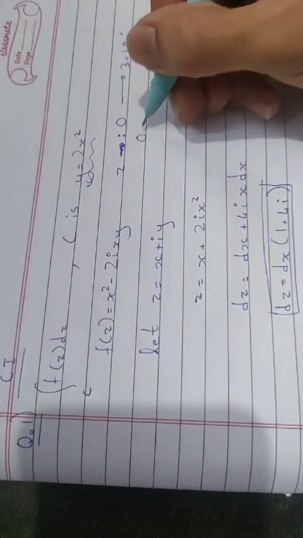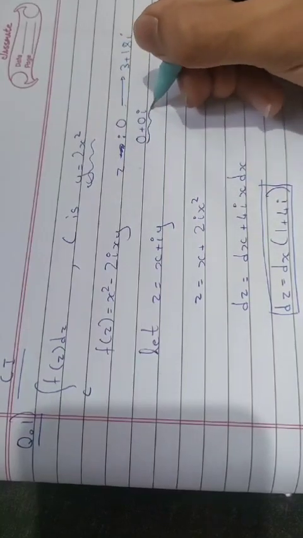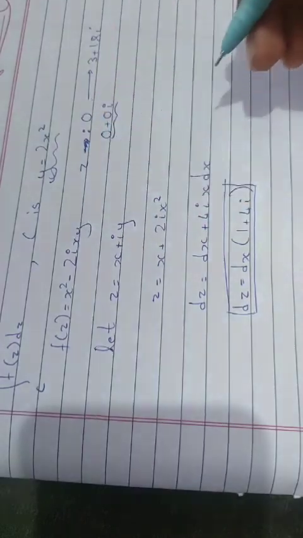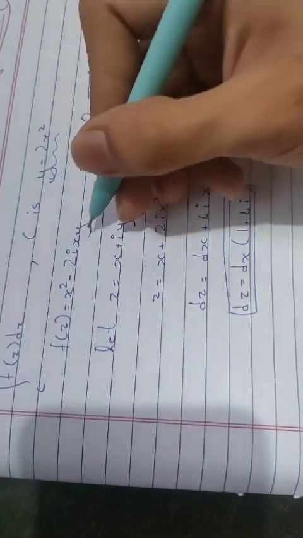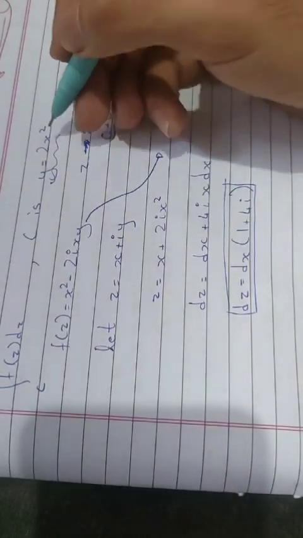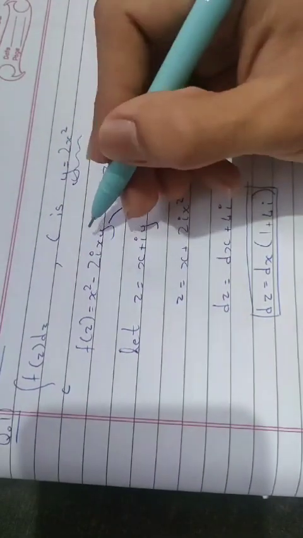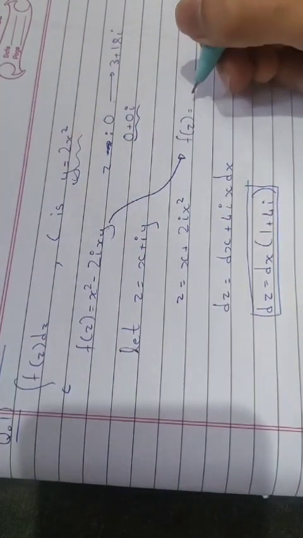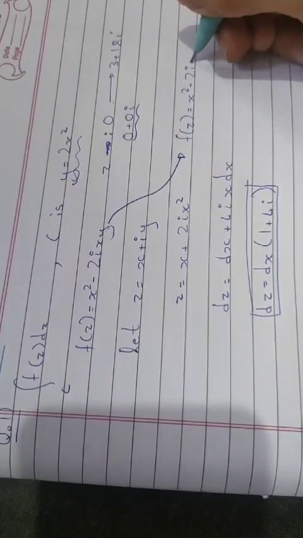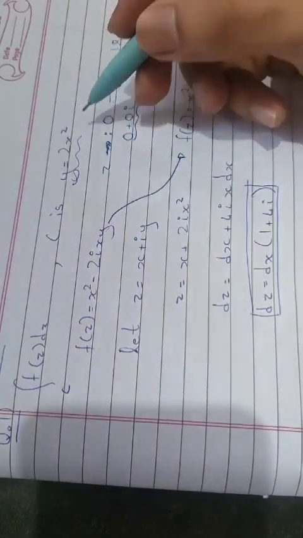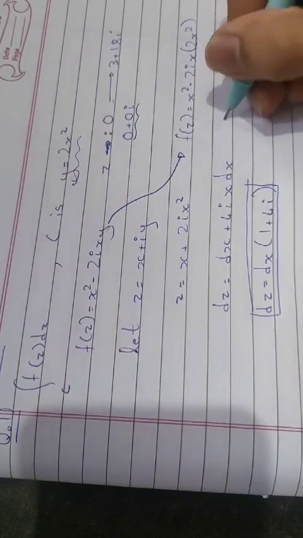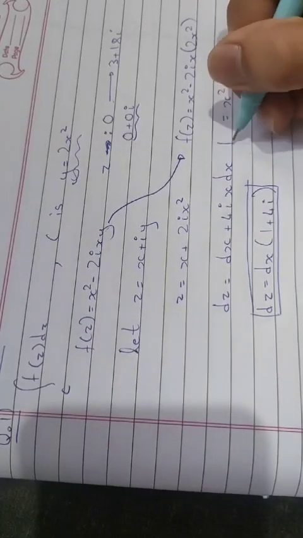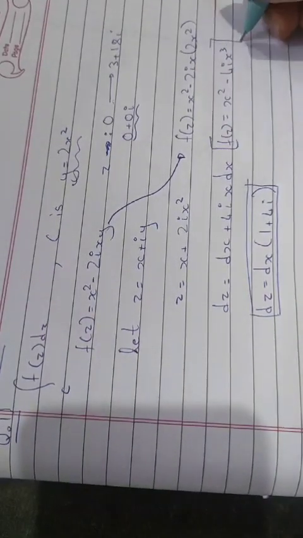We are given the limits for z to be from 0, which is basically 0 plus 0i, to 3 plus 18i. But now we are going to be transforming this function into terms of x. We basically just substitute y is equal to 2x square. So wherever we see y, we'll just write 2x square over there. So now f of z becomes x square minus 2ix into, we see a y here, no? So we put 2x square. So then we get x square minus 4ix cube. This is our new function.